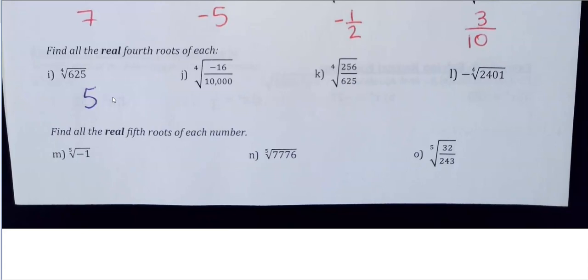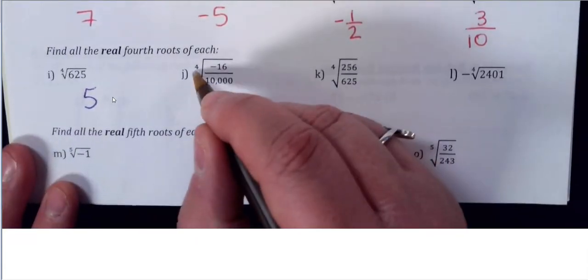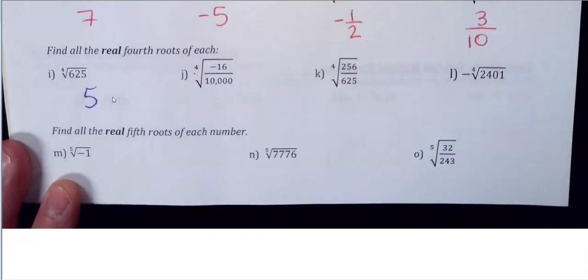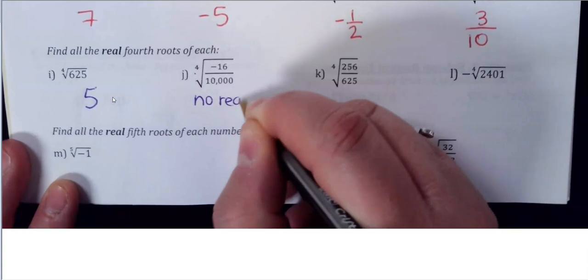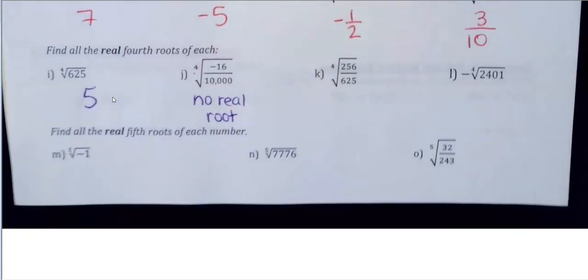What about the fourth root of negative 16 over 10,000? Can I do that? No, this is not good. You cannot take the even root of a negative. These are both perfect fourths if they didn't have the negative on there, but if you tried to type that in your calculator, it would give you an error message because it's going to be an i in the answer, so no real answer for the root there.